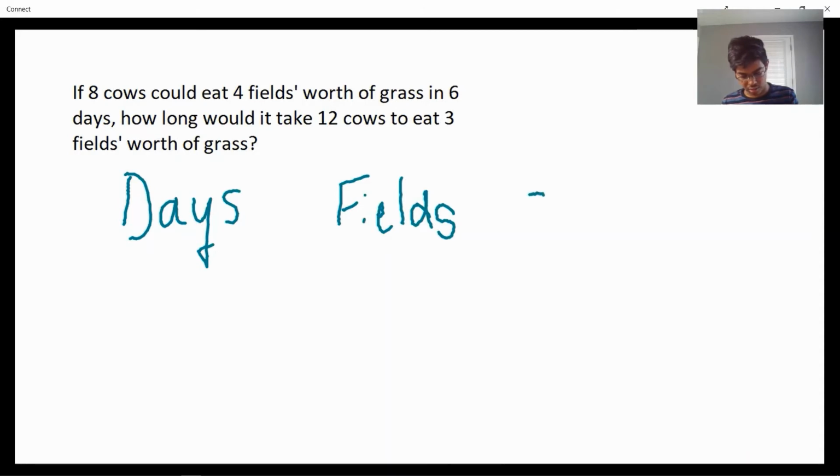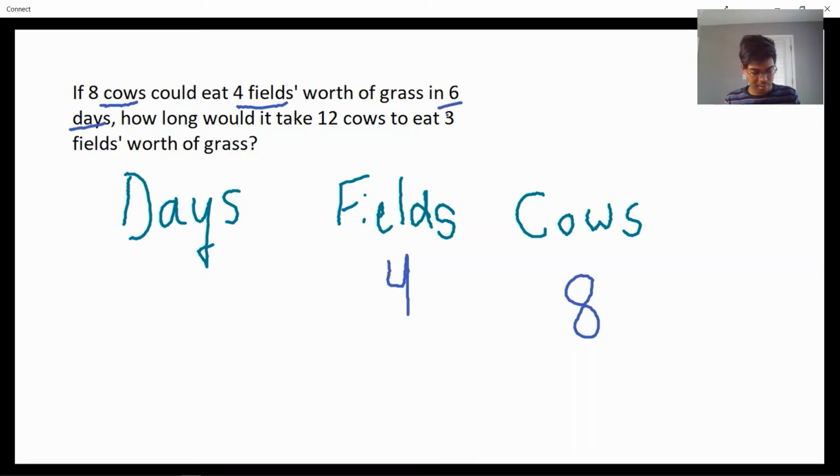And let's write cows over here. Okay. Now, let's start with the first row of information that we're given. We have 8 cows, 4 fields, and 6 days. So this is one row because they're all linked to each other.